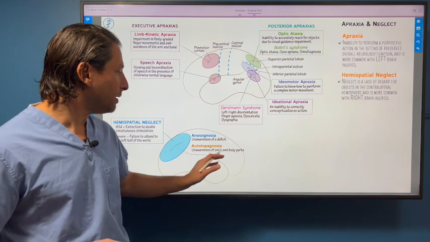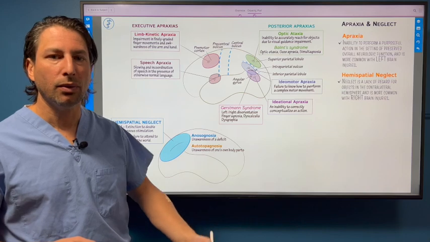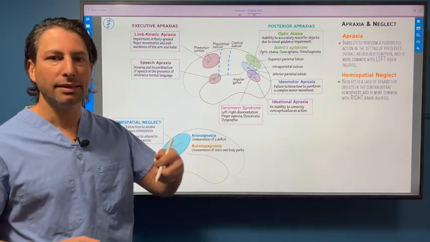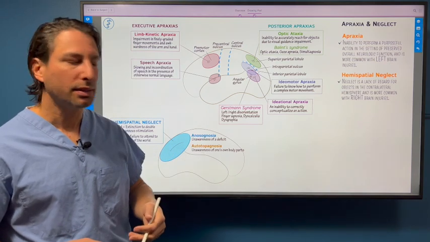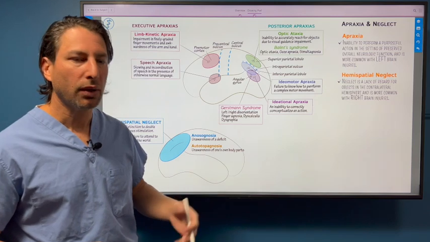Autotopagnosia is an unawareness of one's own body parts. So if you hold up their arm and you show it to them, they'll deny that it's their own. They'll say that it's the examiner's. So even visualizing it, they still aren't aware that it's part of them.